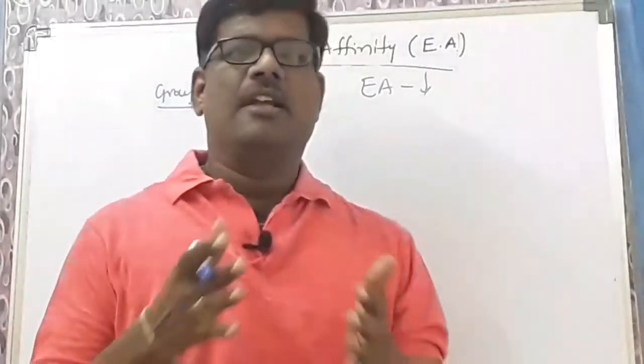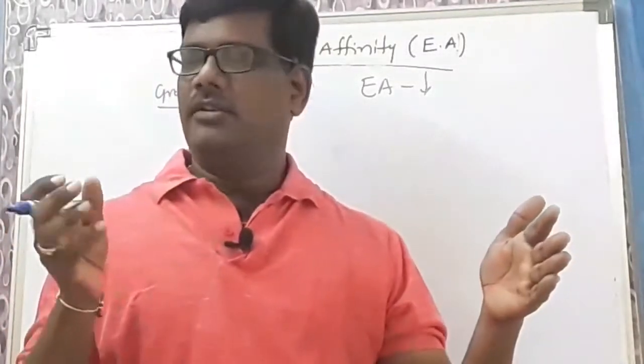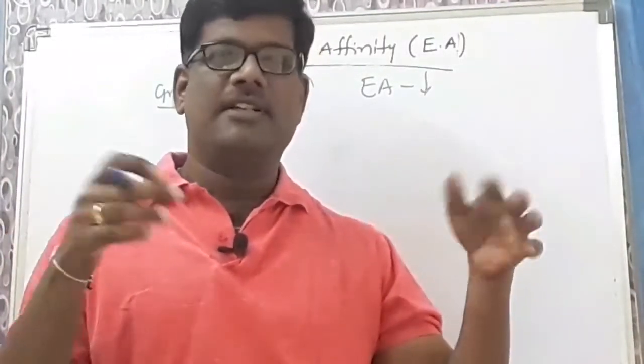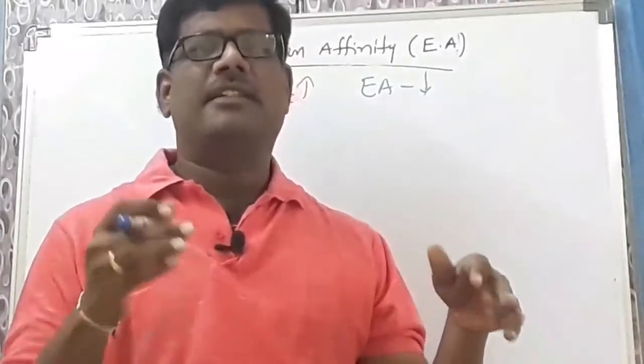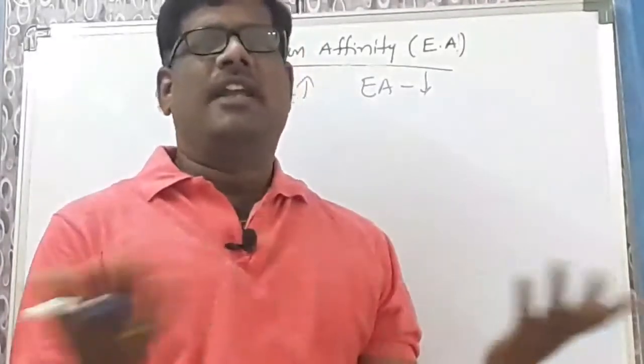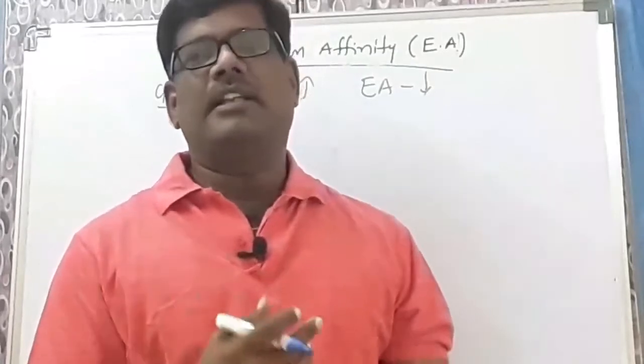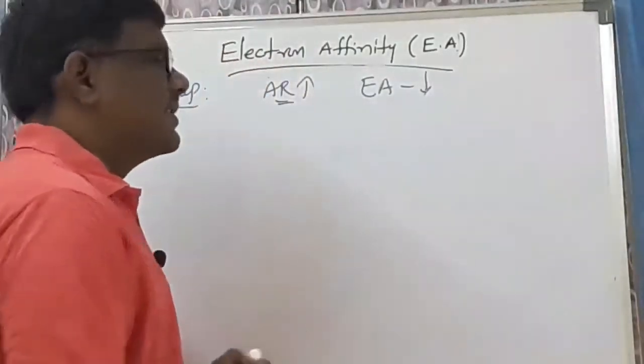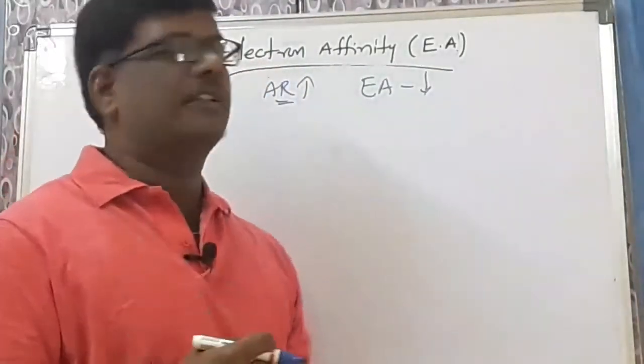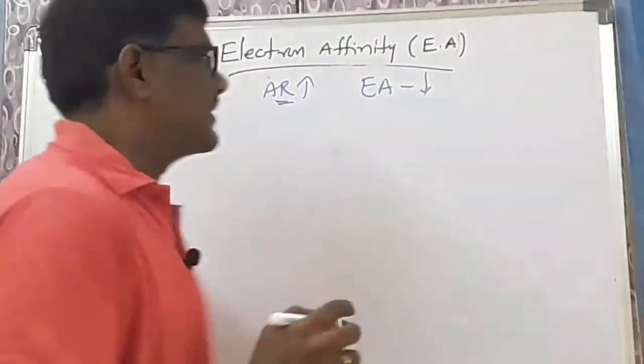Why is it decreasing? Because the atomic radius is increasing. Nucleus attraction over valence electron is decreasing. That's why when you add one electron, energy released will be less. Ultimately electron affinity will be less. That's why in a group, as we move top to bottom, electron affinity decreases.